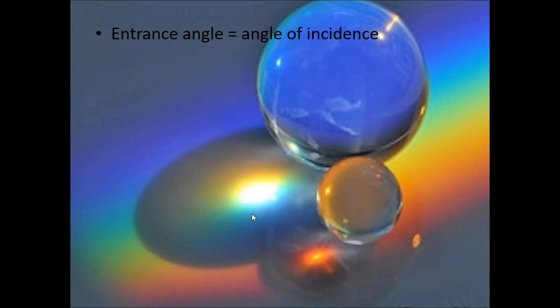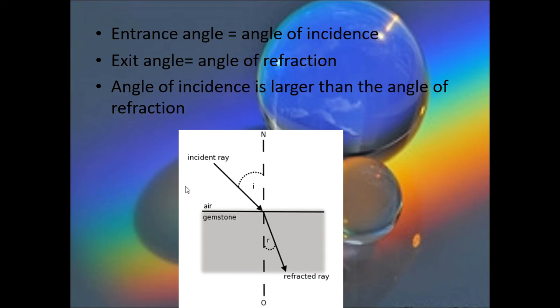Okay, entrance angle, or angle of incidence, and then angle of refraction. This is the angle of incidence. You have a normal line, and the angle of incidence will be like this one, same as our reflection concept. Then the angle of refraction will be the angle between the normal line and this line here, the refracted ray. So the angle of incidence is larger than the angle of refraction.